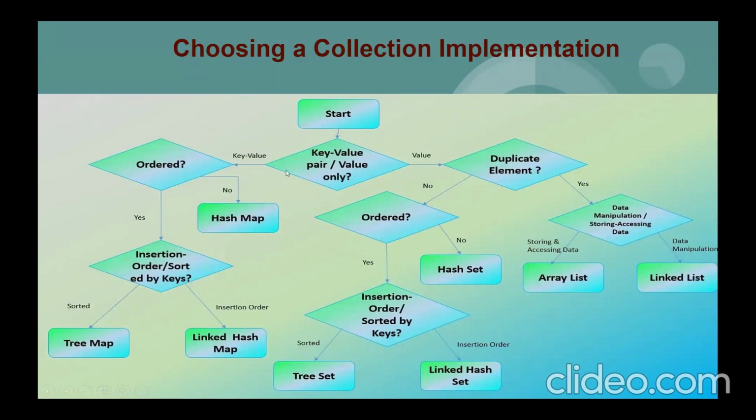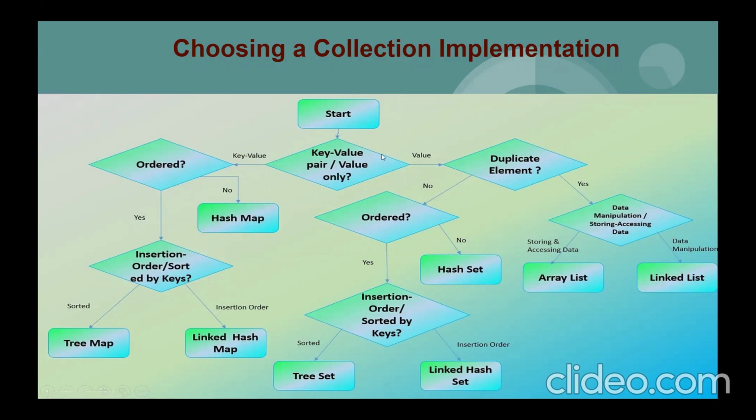Let us understand. If you have a key-value pair, come to the left side. Do you want your key-values in ordered format? No, you don't want them ordered, so use hash map. But if you want them in ordered format, check: if you want to maintain the insertion order, use the linked hash map. But if you really want to maintain your sorted order, use tree map. Okay, the left side is complete.